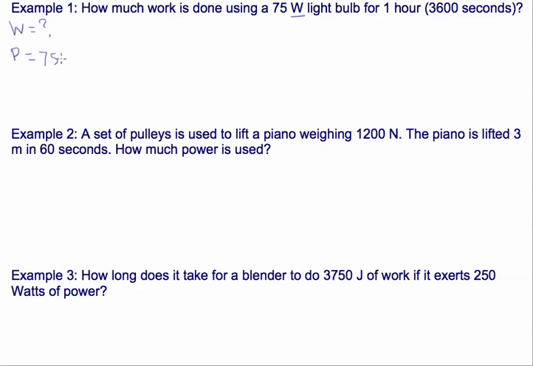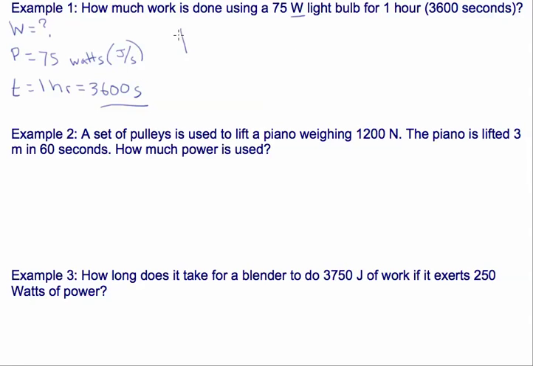So 75 watts. And the time is 1 hour, which I told you is equal to 3,600 seconds. Now hopefully you know that the SI units for time are seconds, so we have to use this value. And this is because this watts is really the same thing as a joule per second. So we've got to have the same unit for time.